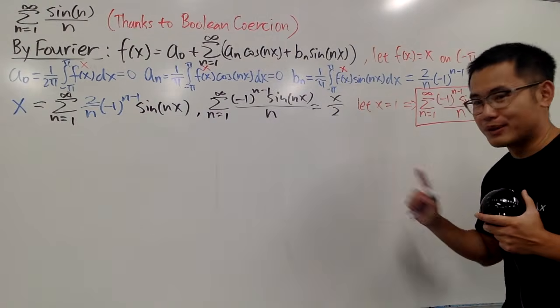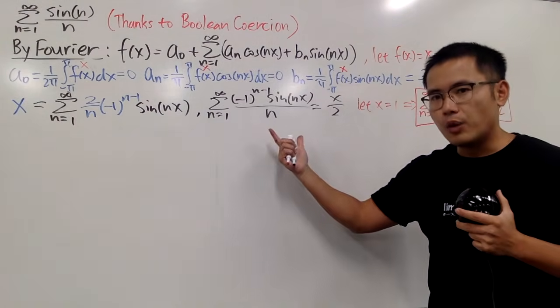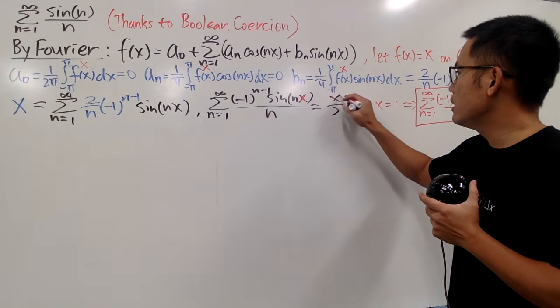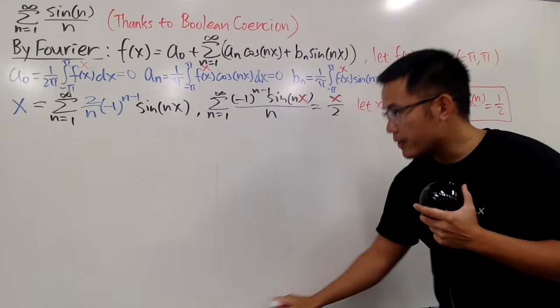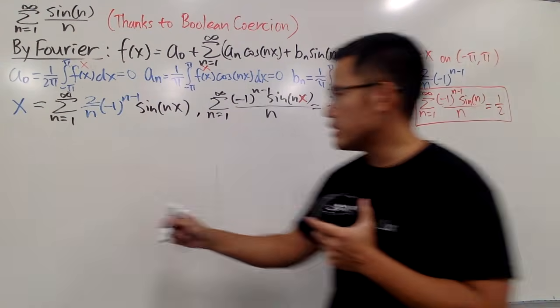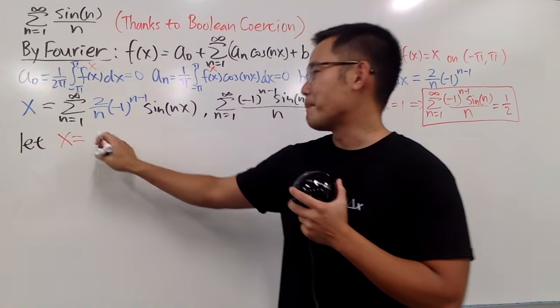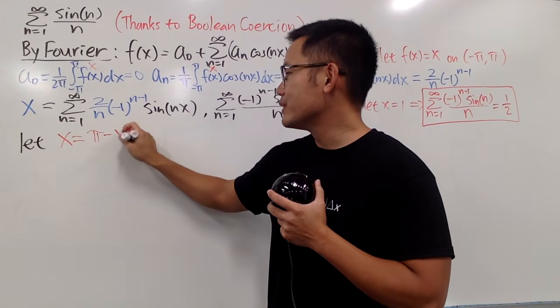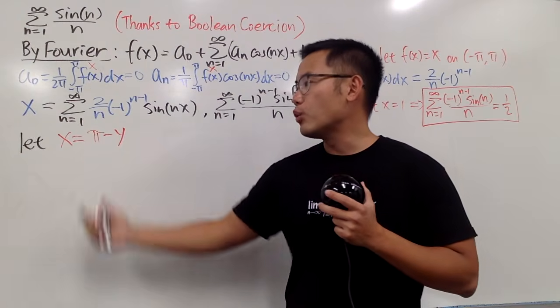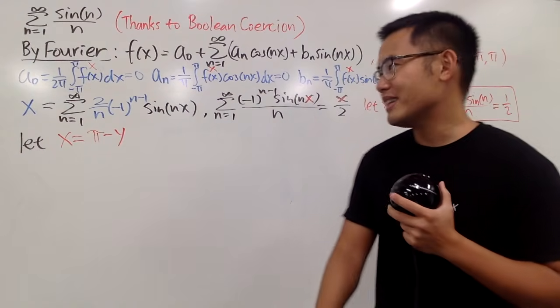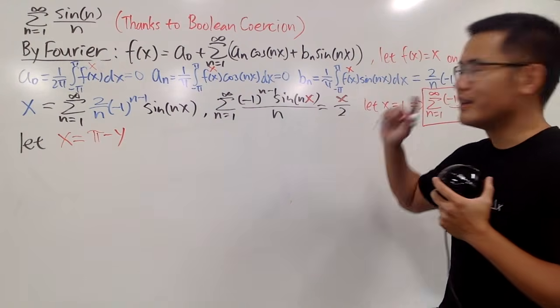Don't take the absolute value, it doesn't work. Here is the deal. We have to think about how to work with the x right here. So let's go ahead and continue. Let me just tell you guys that we are going to let x equal to pi minus y. And you will see when we put this right here and right here, things will work out very nicely. Let's continue. Put this right here down first though.